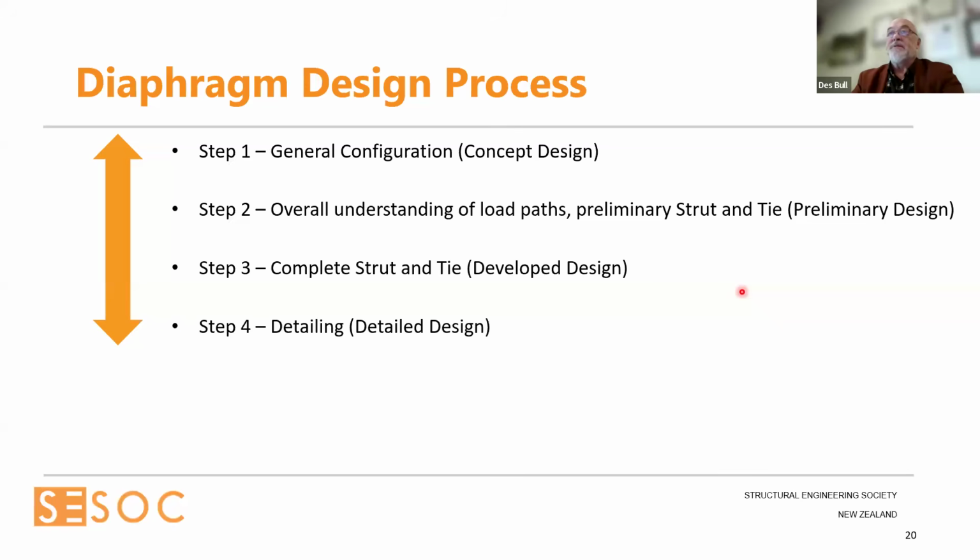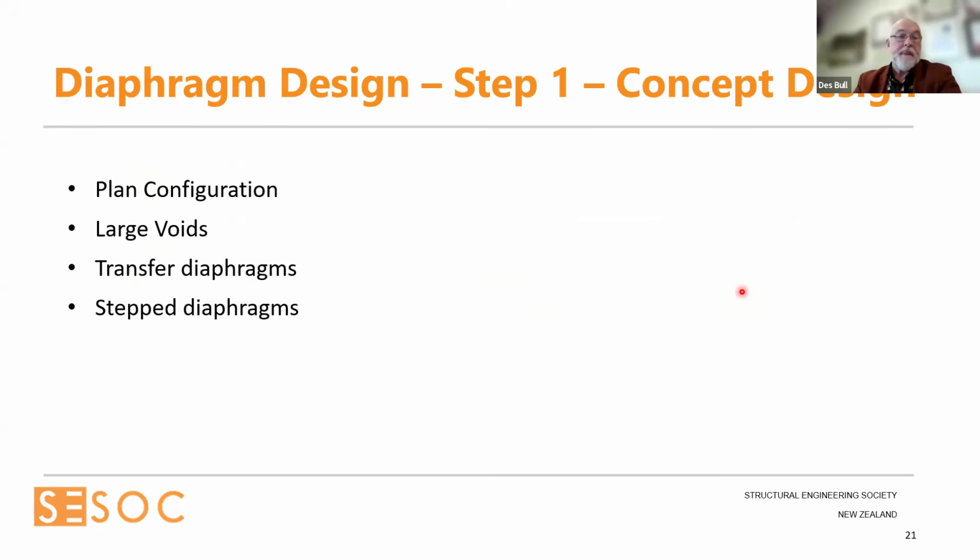So here are the 4 steps that we'll be looking at in the design process. This is all familiar to you all, I'm sure. But I've worked through the general configuration, overall understanding of load path and preliminary strut and tie design, complete the strut and tie design, which is the developed design, and then we get into the actual detailing, obviously, at the last bit.